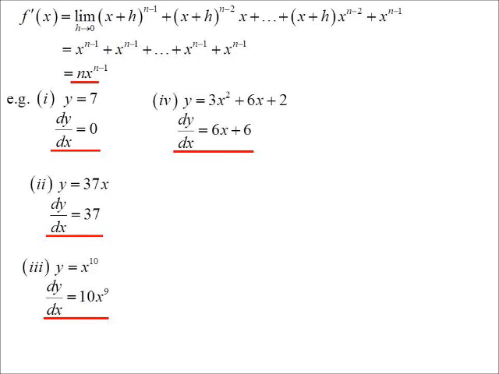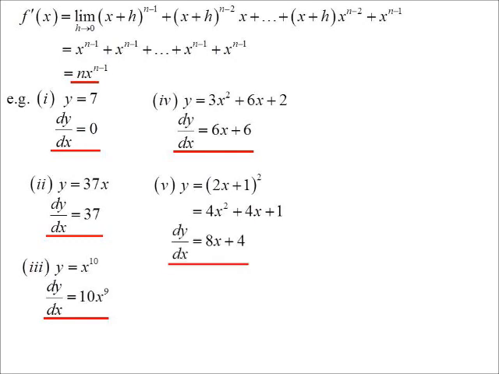Now we will later see a rule that will handle things like this one, but for now we'll just expand it out. So 2x plus 1 squared will be 4x squared plus 4x plus 1. Differentiate each individual bit and we'll get 8x plus 4.